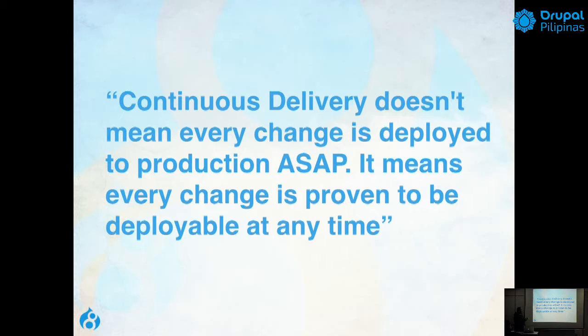And so it says here, continuous delivery doesn't mean every change is deployed to production. It means every change is proven to be deployable at any time. So that's the main meaning of continuous delivery. It just sits there waiting for the time that it will be deployed to production.